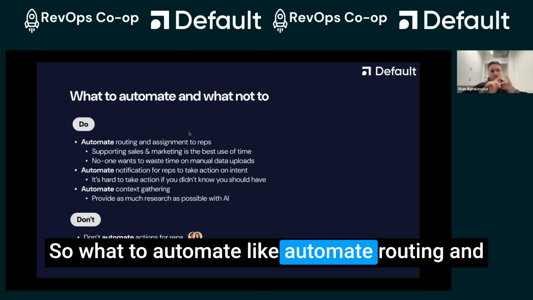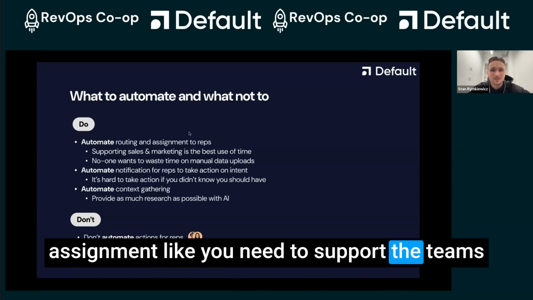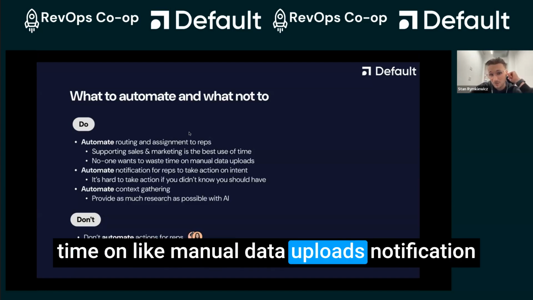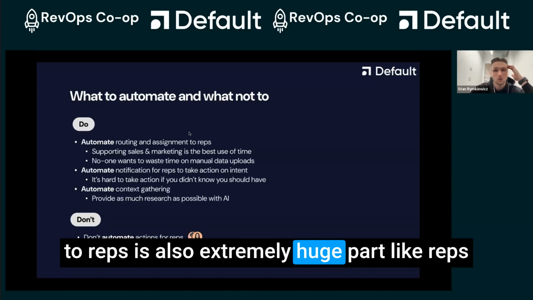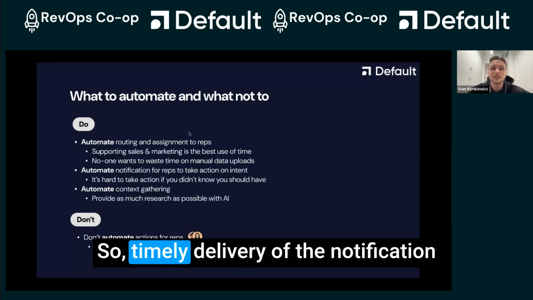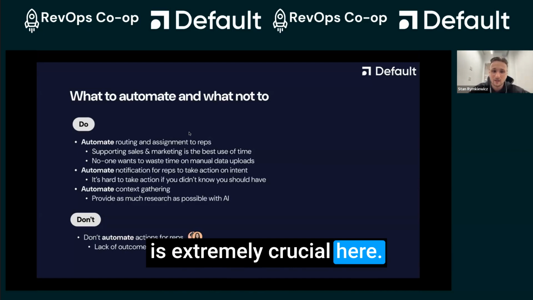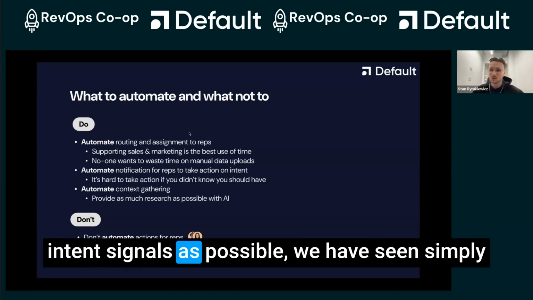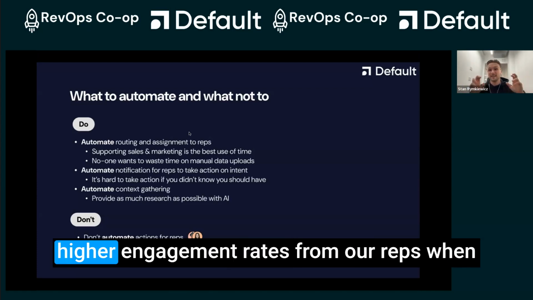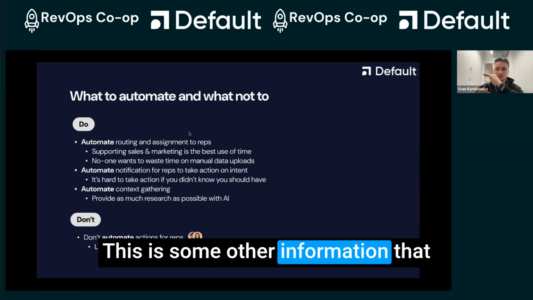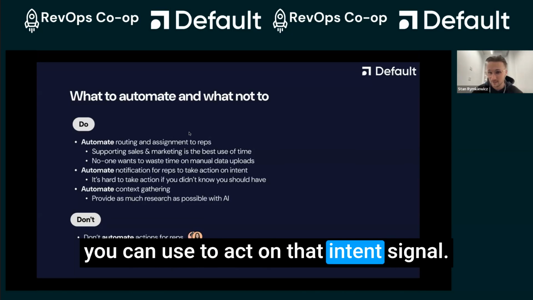So what to automate? Automate routing and assignment. You need to support the teams that you work with. No one wants to waste time on manual data uploads. Notification to reps is also an extremely huge part. Reps won't take action if they do not know about this, right? So timely delivery of the notification is extremely crucial here. And also context gathering. If you can gather as much context about the intent signal as possible, we have seen simply higher engagement rates from our reps when we tell them, hey, this is the intent signal. This is what it means. This is some other information that you can use to act on that intent signal.